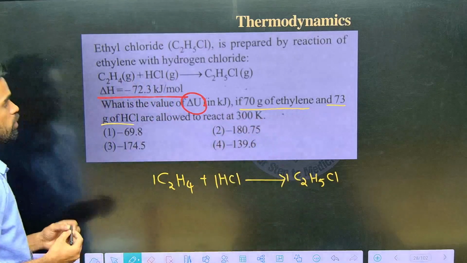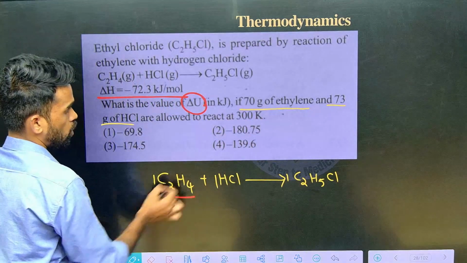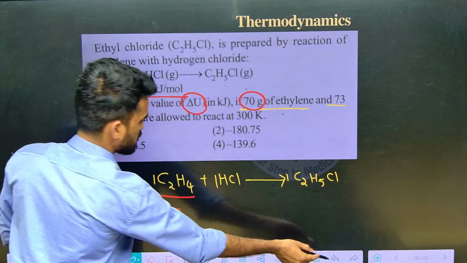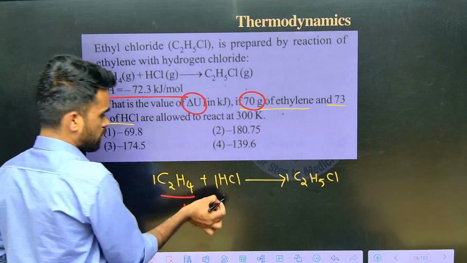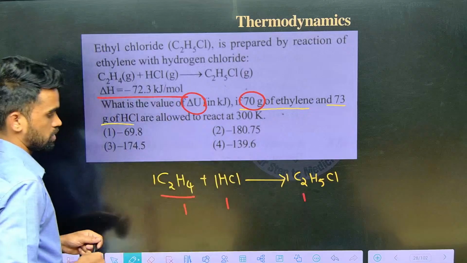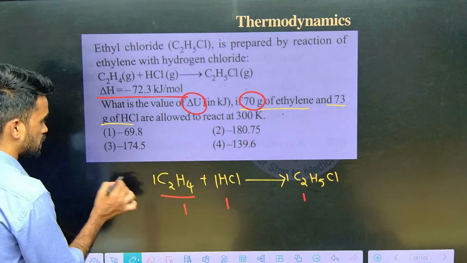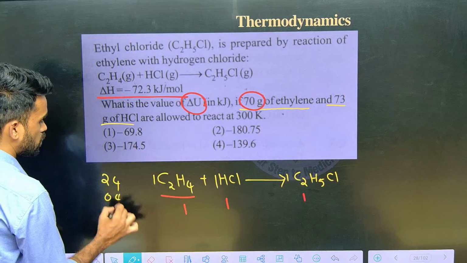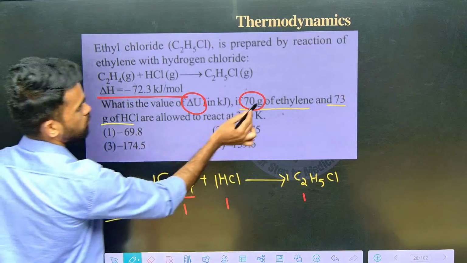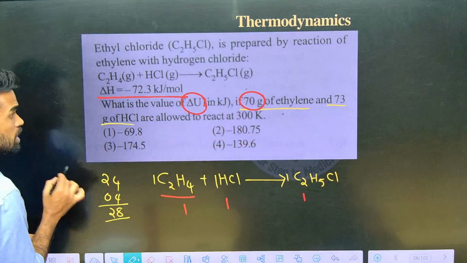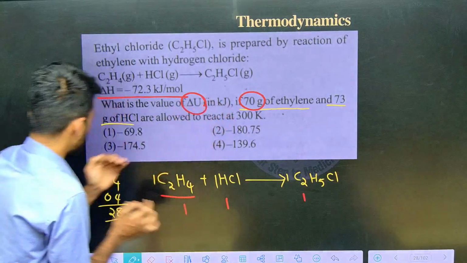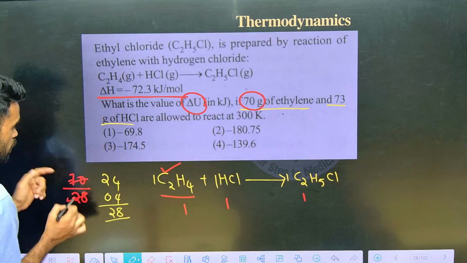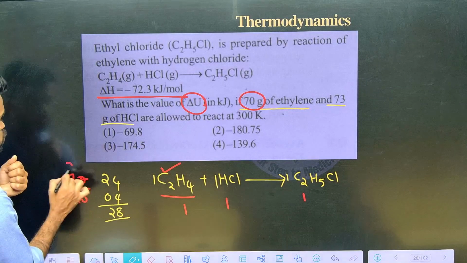Now if you observe C2H4, how much quantity have they given? 70 grams is given. As per the stoichiometric coefficients of this balanced equation, 1 mole forms 1 mole of this product. 1 mole of C2H4 means carbon is 24, 2 carbons are there, and 4 hydrogens is 4, so it is 28. The amount given is 70 grams. Find the number of moles: 70 by 28 gives you how many moles of ethylene? That is 2.5 moles.